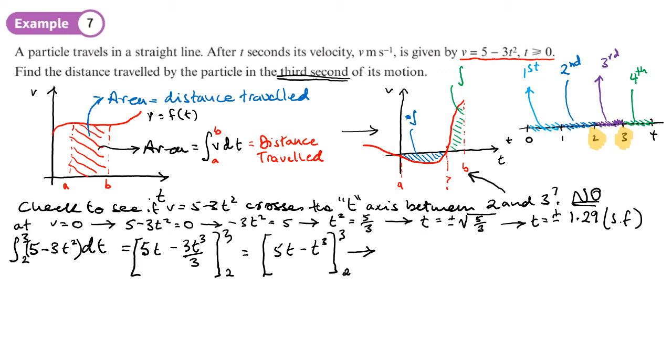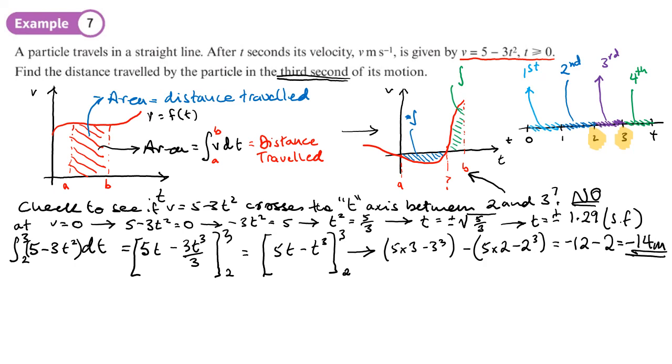So that's going to be 5 times 3 minus 3 cubed, minus 5 times 2 minus 2 cubed. Let's work that out. 5 times 3 is 15, minus 3 cubed, which is 27. So I'll get negative 12 from the first bit. Minus, then I'm going to have 5 times 2, which is 10, minus 2 cubed, which is 8. So minus 2. So I end up with minus 14 meters.